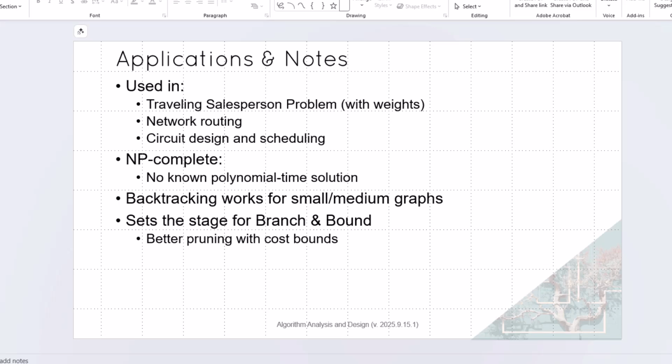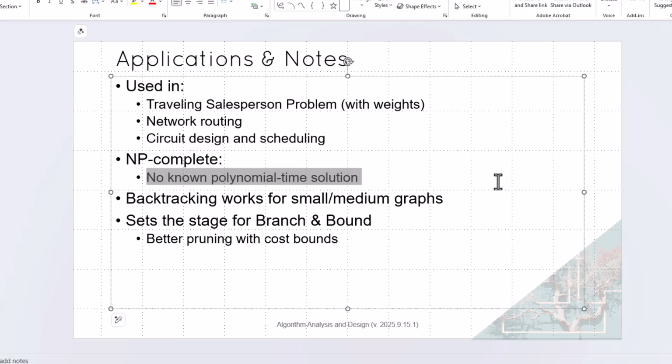Again, this one's used in the traveling salesperson problem with weights, network routing, circuit design, and scheduling. It's NP-complete, there's no known polynomial time solution. That would be a game changer if someone came up with one. In fact, if you came up with a polynomial time solution, you would also solve the P equals NP problem as well, because all you need to do is solve one of the NP-complete problems and you would get that glory.